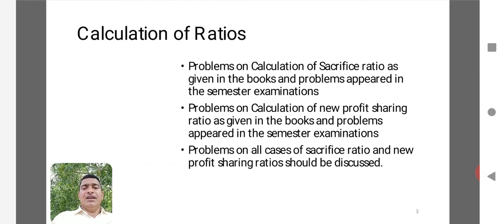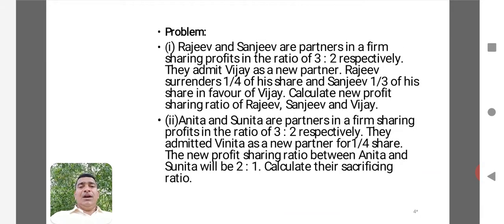It is left to the discretion of the person who is constructing the problem. They may decide, but you must be ready for solving any type of problem using the calculation of sacrifice ratio and the new profit sharing ratio. Now here I am going to take up two important illustrations together. Here Rajiv and Sanjeev are partners in the partnership firm, sharing profits and losses in the ratio of 3:2 respectively. They admit Vijay as a new partner. Rajiv surrenders 1/4 of his share and Sanjeev surrenders 1/3 of his share in favor of Vijay. Now calculate the profit sharing ratio of Rajiv, Sanjeev and Vijay.